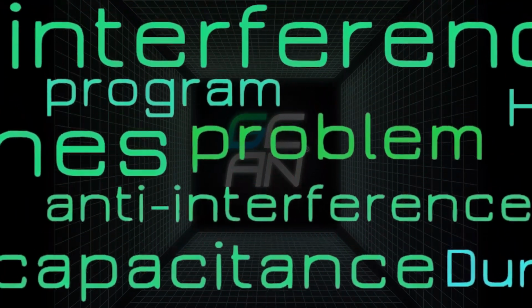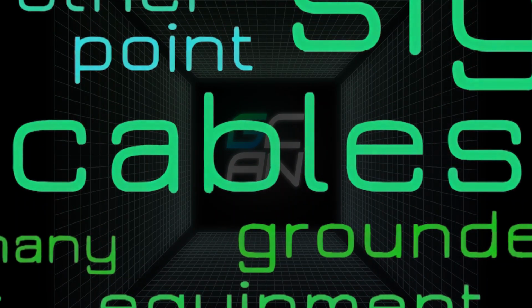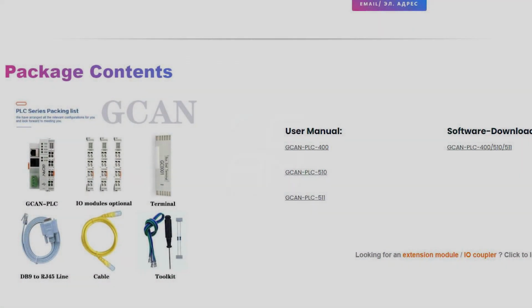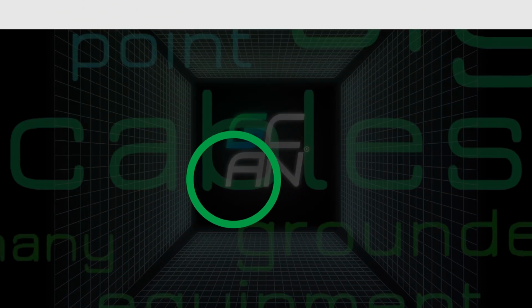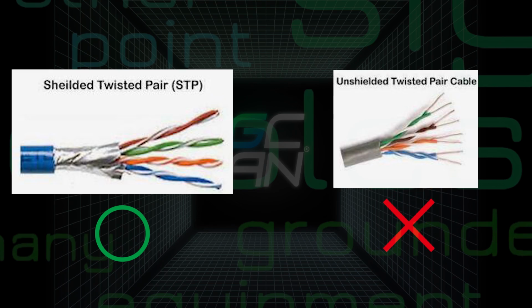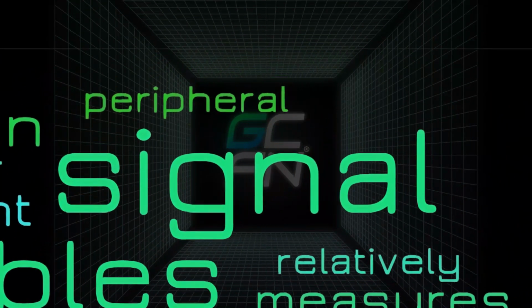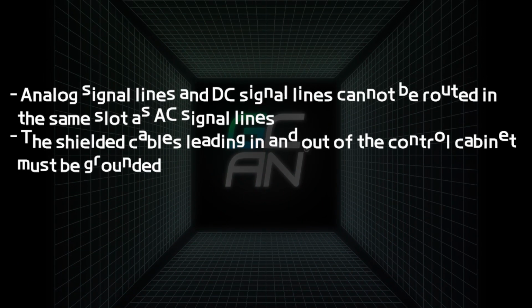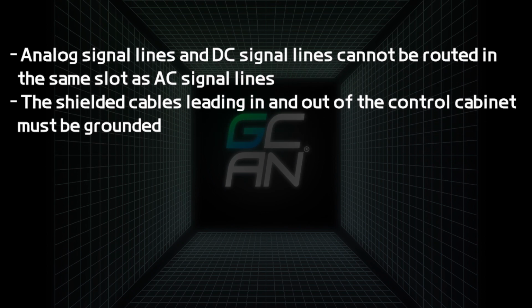The frequency of communication cables between PLCs is relatively high. Generally, the cables provided by the manufacturer should be selected. In the case of low requirements, shielded twisted pair cables can be used. Analog signal lines and DC signal lines cannot be routed in the same slot as AC signal lines. The shielded cables leading in and out of the control cabinet must be grounded and should be directly connected to the equipment without connecting terminals.